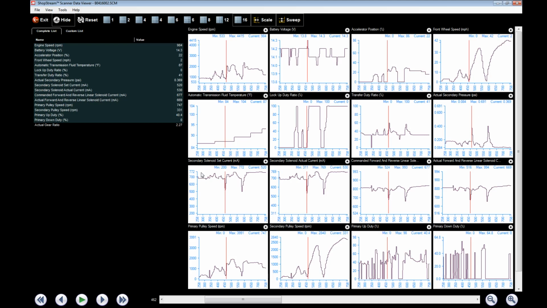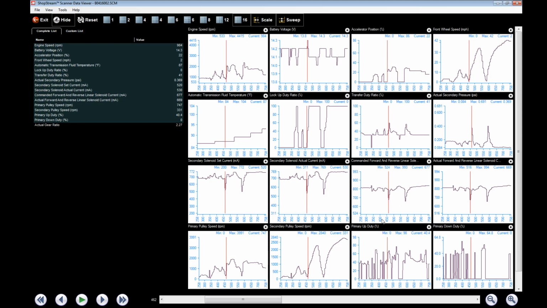Secondary solenoid set current. Set current is what the computer is wanting. And the next PID over here is secondary solenoid actual current. That's what's actually on the solenoid circuit itself. As you see, these are matching, and this is correct. This is what you want. You see 520 here, 530 on this side. So those numbers need to be close to each other. It's kind of similar to a 48RE governor circuit, actual and desired.